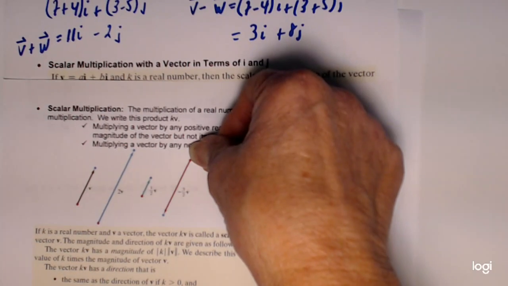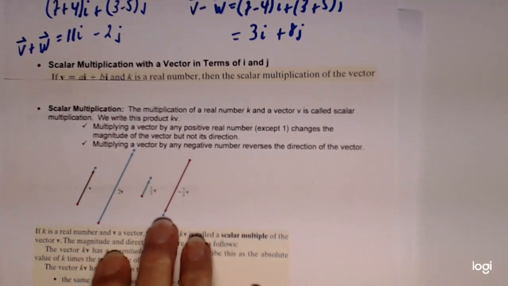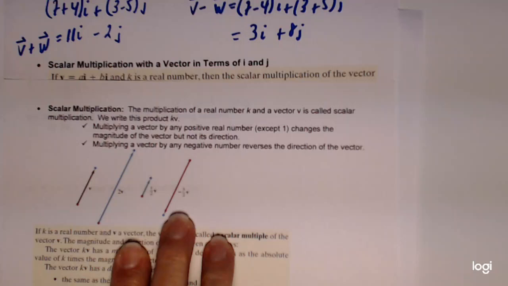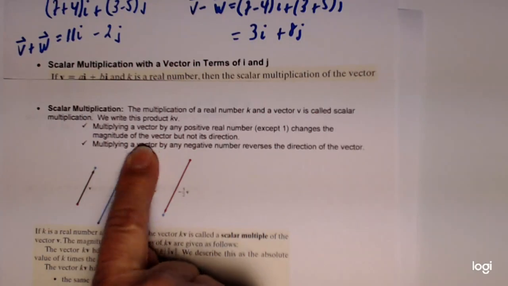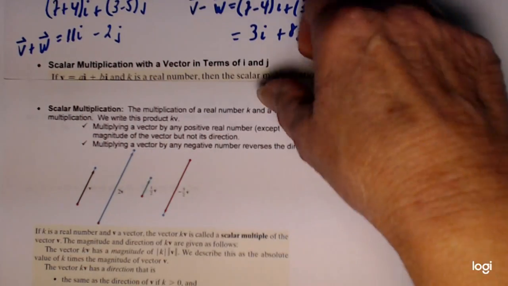So just a visual of what scalar multiplication looks like. And remember, if your scalar is a positive, you're going in the same direction. If it's a negative, you're going to be going in the opposite direction.